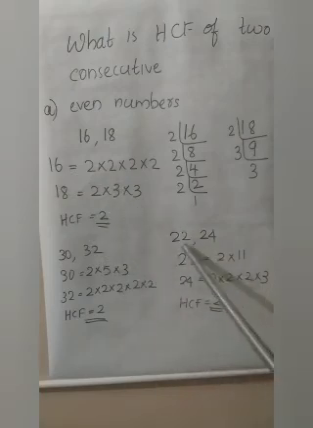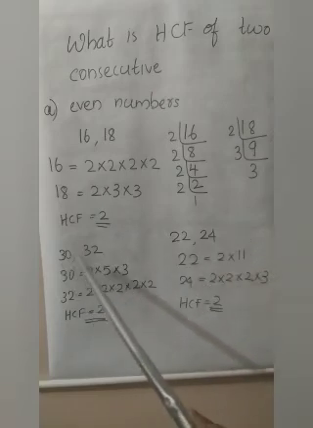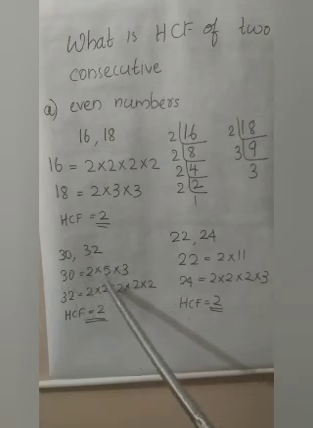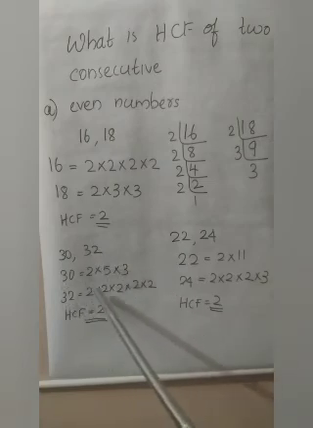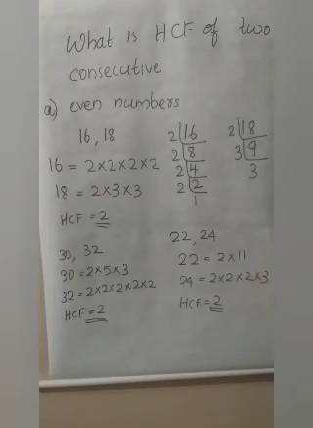Now take another pair, 22 and 24. 22, you know, is 2 into 11. 24 is 2 into 2 into 2 into 3. Here also, what do we have in common? The HCF is 2. Next, 30 and 32. 30 is 2 into 5 into 3. 32 is 2 into 2 into 2 into 2 into 2. Here also, what is common? 2. So in every pair of consecutive even numbers, what is common? 2, isn't it? So between two consecutive even numbers, the HCF will be 2.